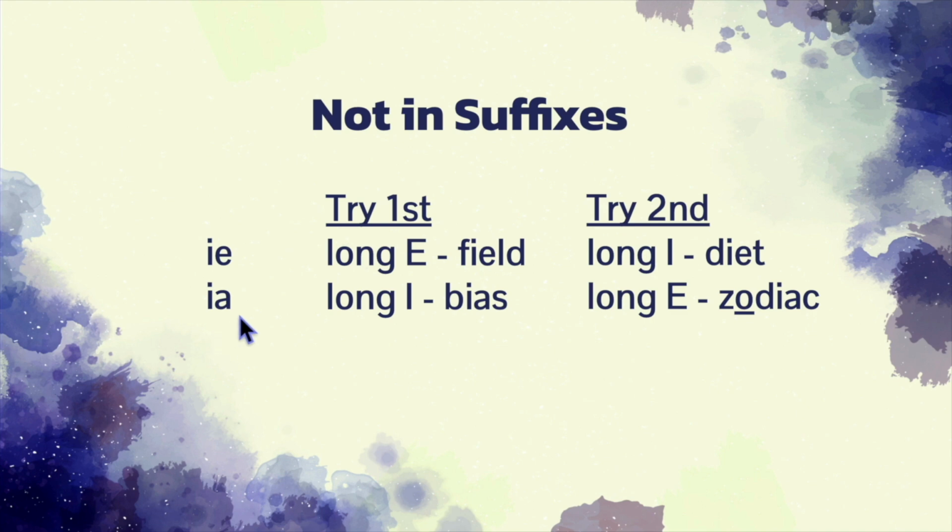If you see an I and an A together in the middle of a word, not at the end in a suffix, but in the middle, try the long I sound first, like in the word bias. If you don't recognize the word, then change the long I to a long E, like in zodiac.